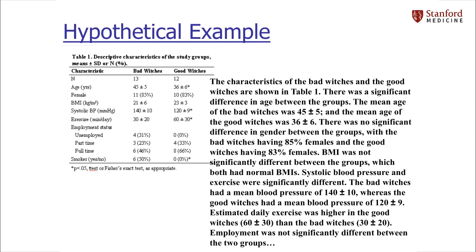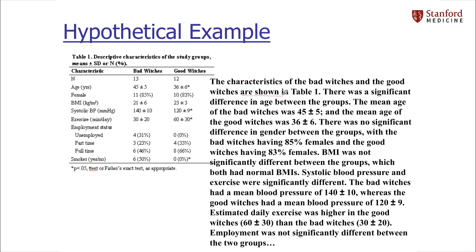The results section starts, the characteristics of the bad witches and the good witches are shown in Table 1. And I want to just point out here that they are shown. That's in the passive voice. And then the writer launches into a reading out of the table. The mean age of the bad witches was 45 plus or minus 5. And the mean age of the good witches was 36 plus or minus 6.